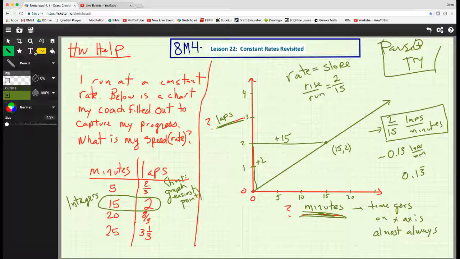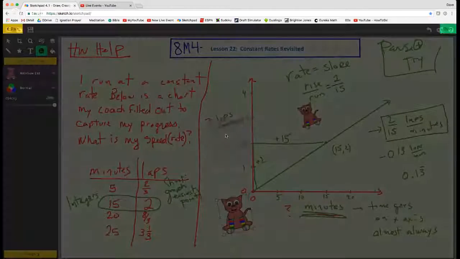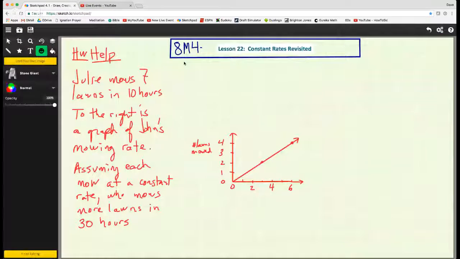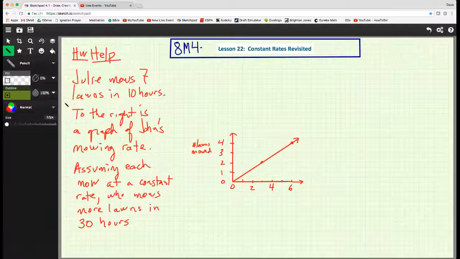Okay, let's lay down the happy cat. Hopefully you're getting the hang of this. And now we have one last example. And I think there's a homework problem like this one as well.